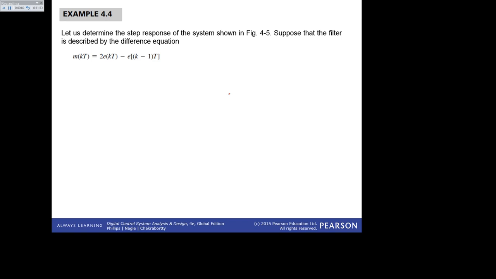So this is another example. I will try to solve it, and after solving it, I'm going to upload it for you on the Blackboard.